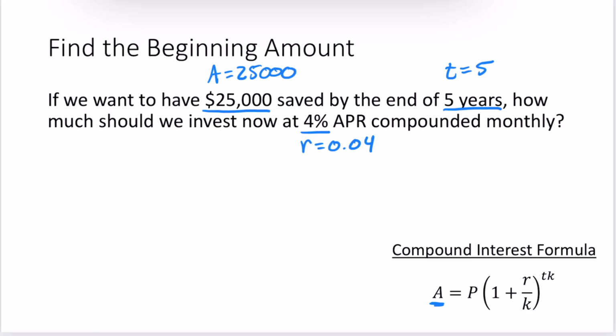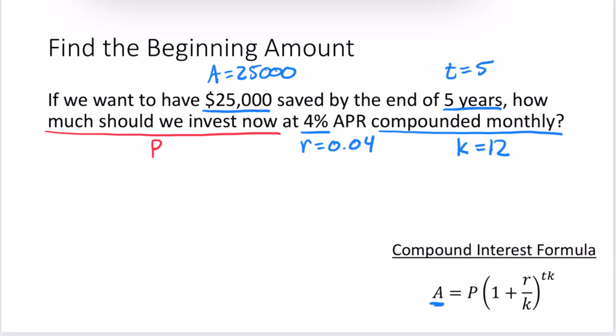And then because it's compounded monthly, that tells me that K is going to equal 12 because there's 12 months in a year. So this is all the information I was given, and the question asked, how much should we invest right now? Which is the letter P, because P is the beginning amount of your investment.